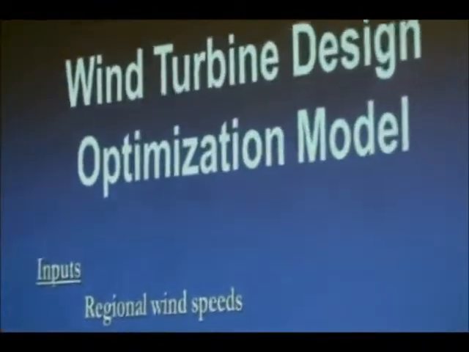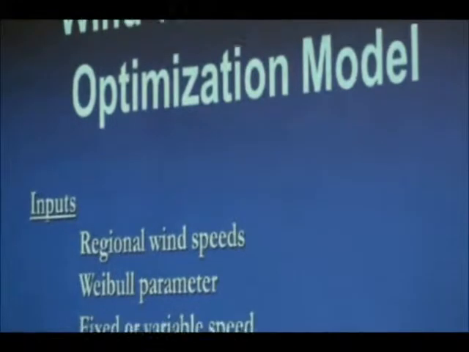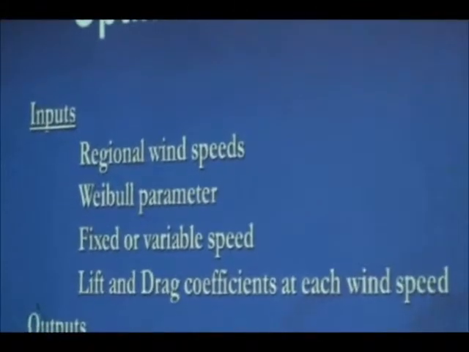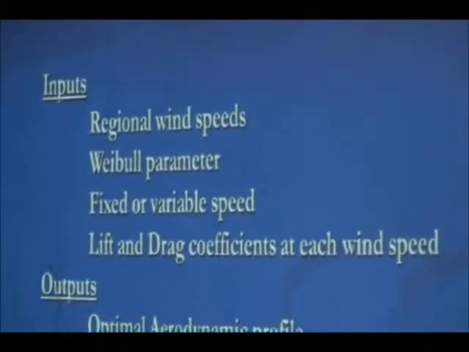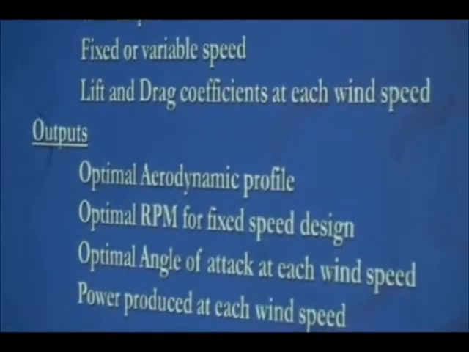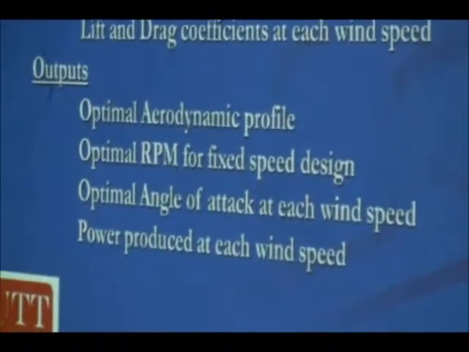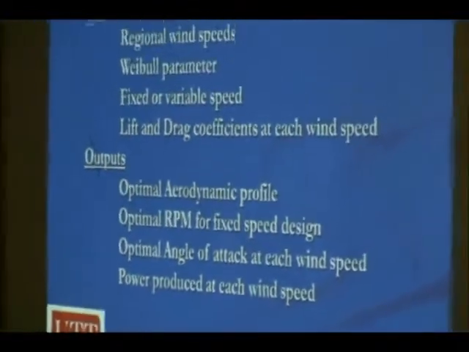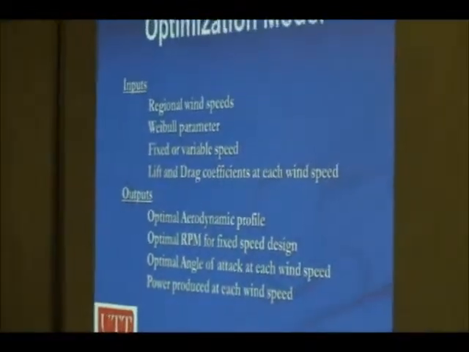For the wind turbine design optimization model, our inputs will be the regional wind speeds, Weibull parameters, fixed or variable speed, and lift and drag coefficients at each wind speed. And our outputs are expected to be the optimal aerodynamic profile.